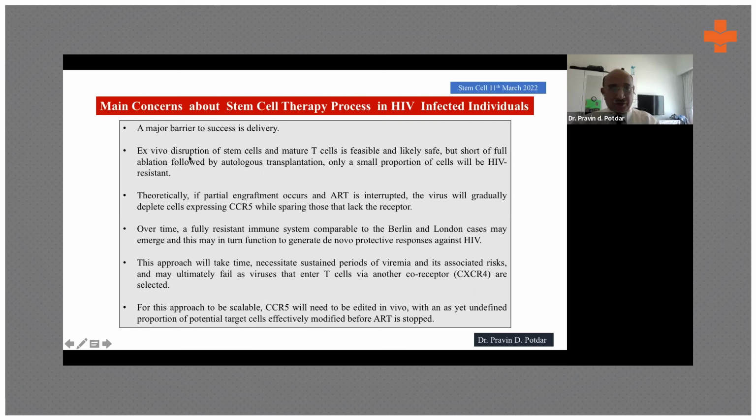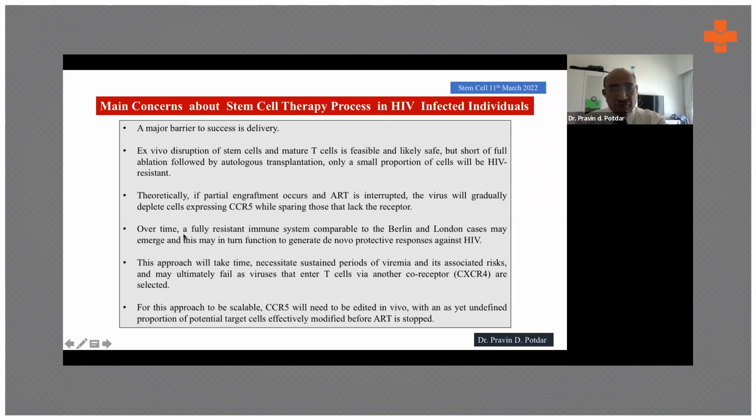The main concern about the stem cell therapy process in HIV-infected individuals, the barrier to success, is delivery of the cells. Ex vivo modification of stem cells and mature T cells is feasible and likely safe, but short of full ablation followed by autologous transplantation, only a small portion of the cells will be HIV resistant. Theoretically, if engraftment occurs and ART is interrupted, the virus will gradually deplete cells expressing CCR5 while sparing those lacking the receptor. So only the CCR5-resistant cells will be grown, as I have shown you in the picture.